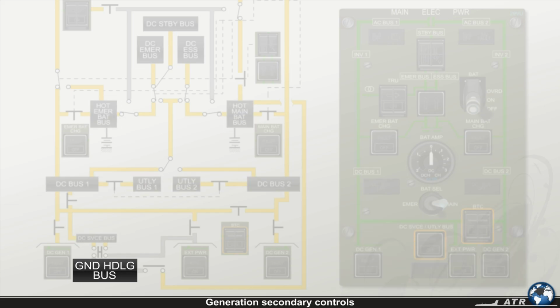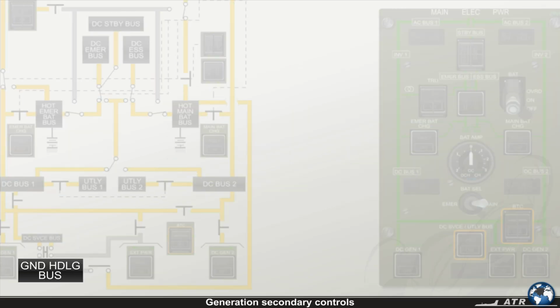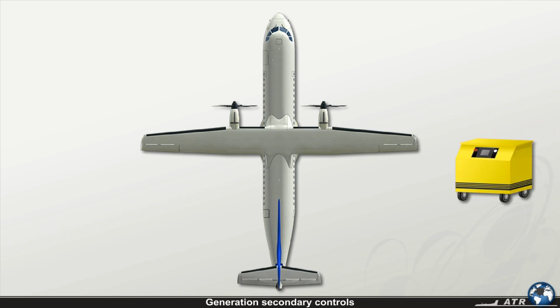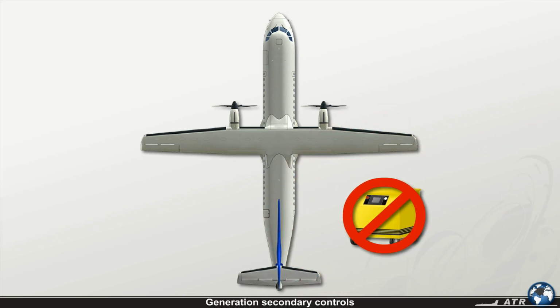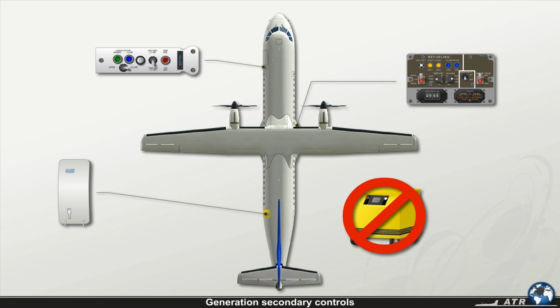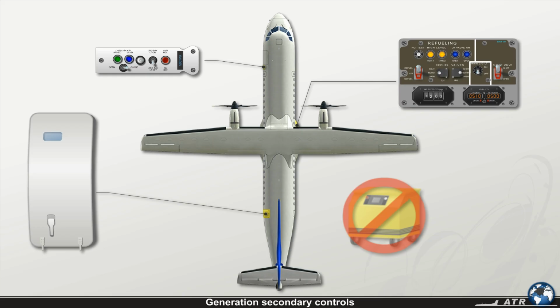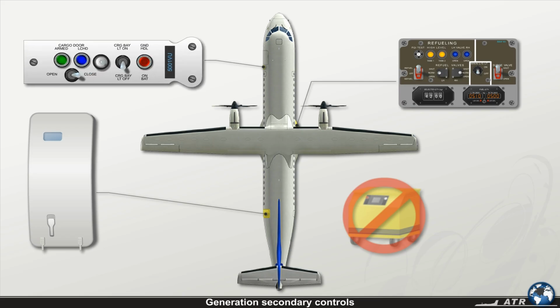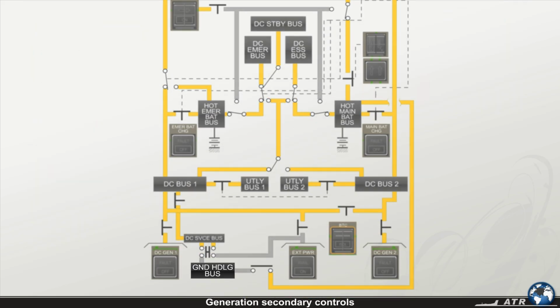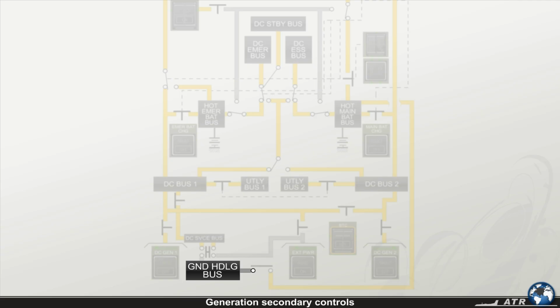let's look at the DC ground handling bus controls. The controls to power this bus, in case no ground power unit is available, are micro switches that check the position of doors and covers on the outside of the ATR. These switches are located at the rear entry door, at the refueling panel, and also at the cargo door operating panel covers. As you open one of these panels or the rear entry door, the ground handling bus is connected to hot main battery bus.